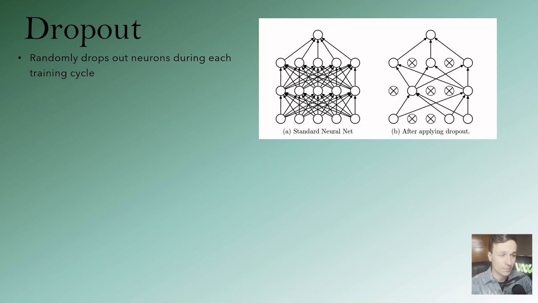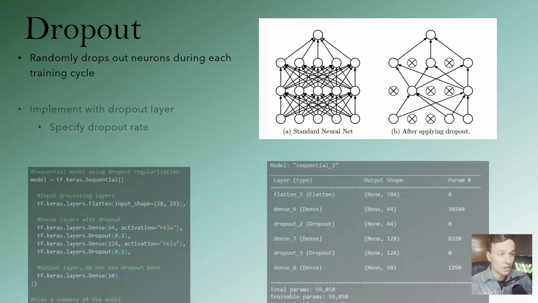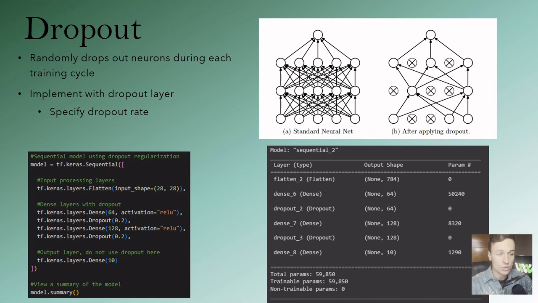This keeps the network from relying on just a few specific neurons with larger weights and can help create a more normalized distribution of weights, which reduces the chances of overfitting. Dropout is fairly easy to implement with the use of the dropout layer. This layer is placed right after the dense layer, whose output you wish to drop out, and you must pass it the required parameter, which is the dropout rate.